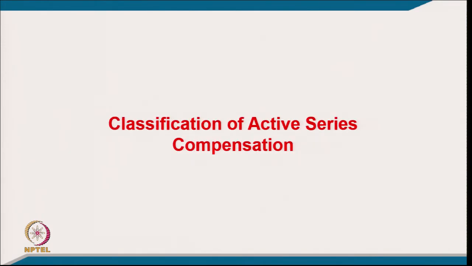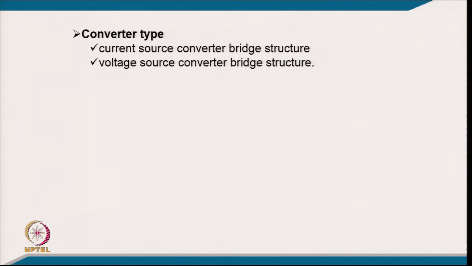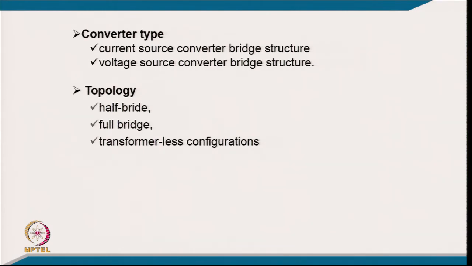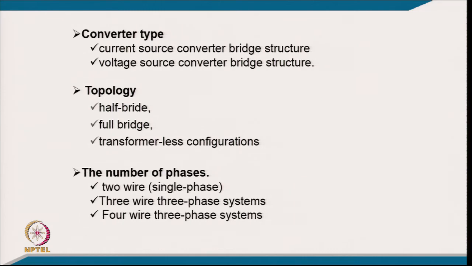So, coming to the classification of active series compensators, we classify first on the converter types. We can use a current source converter with a bridge structure, or we can use a voltage source converter bridge structure. That is the converter based classification. Another classification is topology based, like half bridge, full bridge, and transformerless configuration. Another classification is based on the number of phases, like whether you are going to use it in a single phase supply system, or a 3-phase supply system, or a 3-phase 4-wire supply system.